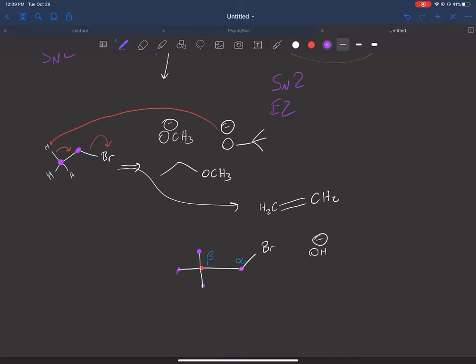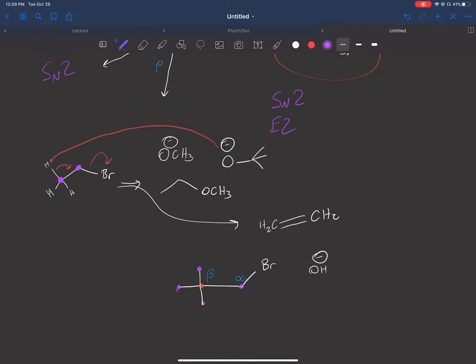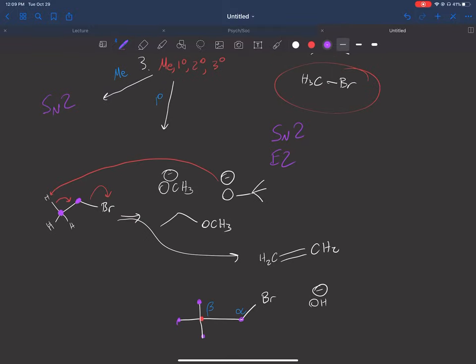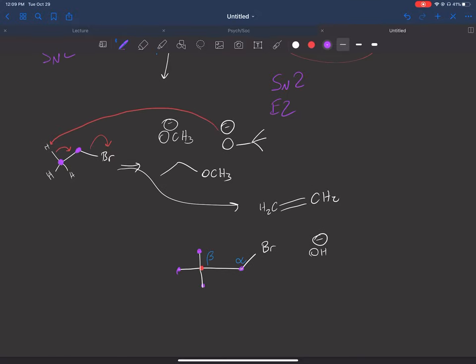So you see, if I use that little idea that I just had with that flow chart, that primary with anything but a bulky base is going to give me SN2, well, it's not going to work. SN2 is actually not going to happen really at all in this situation, right?